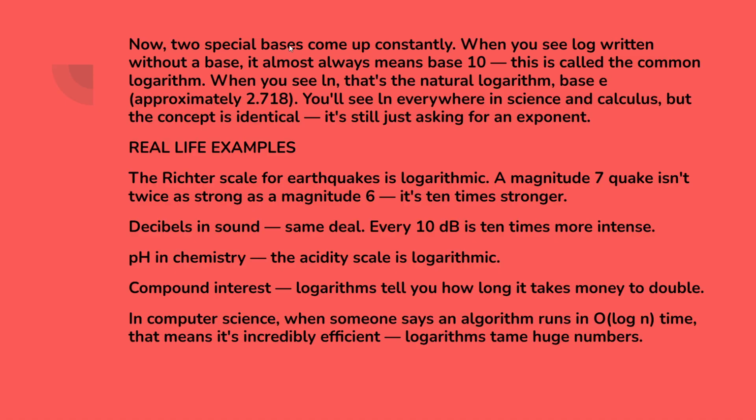Now, two special bases come up constantly. When you see log written without a base, it almost always means base 10. This is called a common logarithm. When you see ln, that means natural logarithm with the base e, approximately 2.718. You'll see ln or natural log everywhere in science and calculus, but the concept is identical. It's still asking for an exponent.